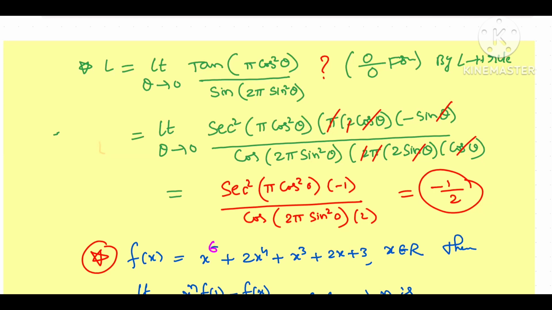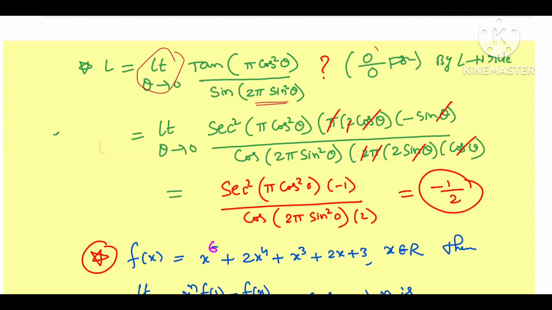Let us go to the next problem. What is the statement given here? Limit theta tends to 0, tan of pi cos square theta by sin of 2 pi sin square theta. Now substitute theta as 0, what do we get here? This is a 0 by 0 form, so use the LH rule.